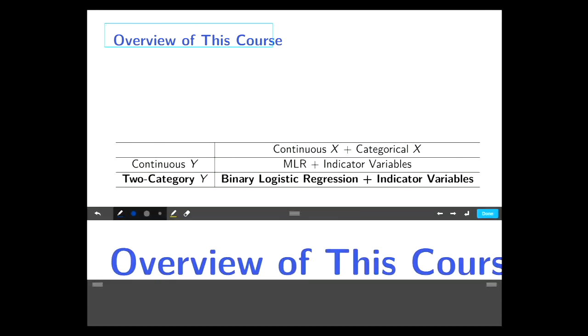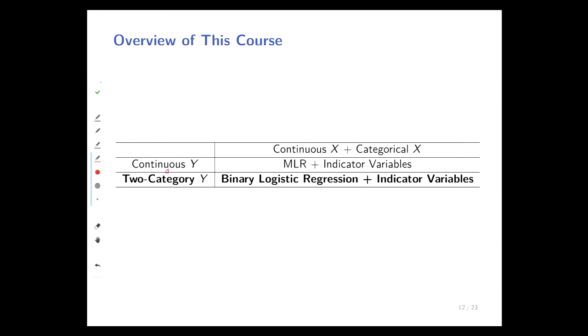So we have talked about, for the continuous response, we can use the multiple linear regression model and also indicator variables to help us solve the continuous response regression problem. And for this two-category response variable, we need to use our new modeling, which is called the binary logistic regression model, which is actually a special case of GLM. Sometimes we also have a categorical variable as our explanatory variable. So in that case, we still need to use the indicator variables to help us solve the problem.